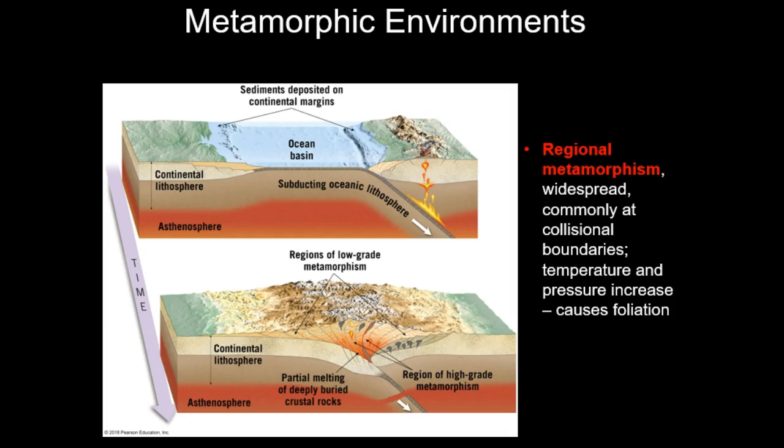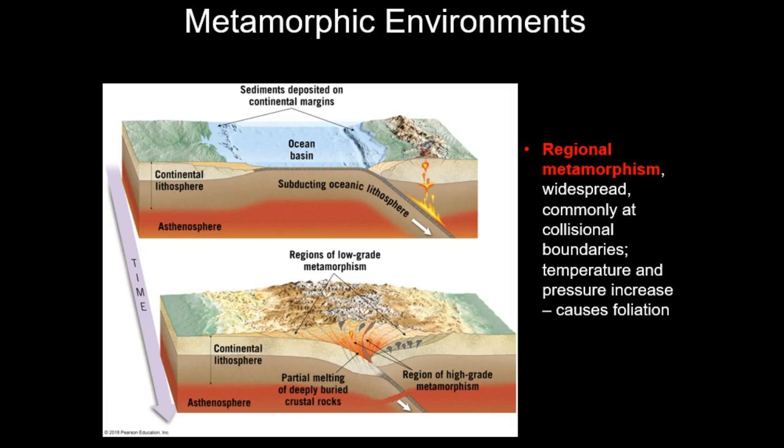So regional metamorphism is quite common. It's probably one of the most common ones apart from contact metamorphism. And it is typically associated with mountain building events. Here, large segments of the Earth's crust are intensely deformed by the collision of two continental crust blocks. This is what's happening, for example, in the Himalayas.